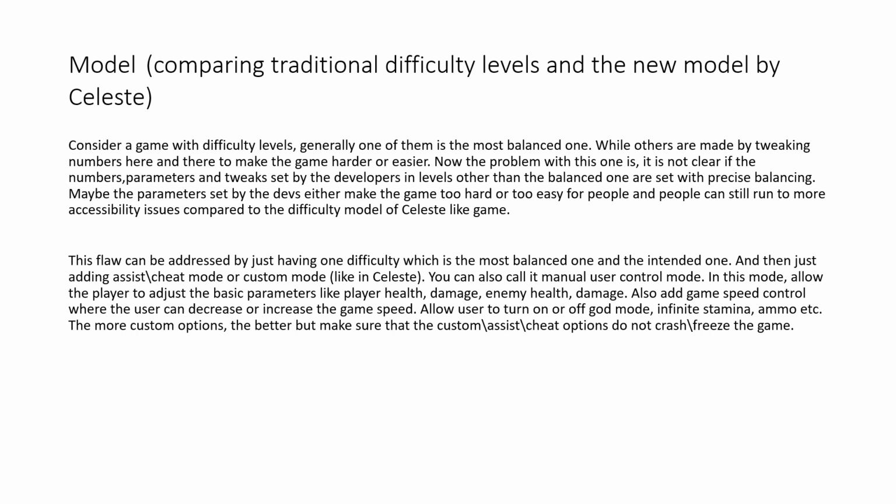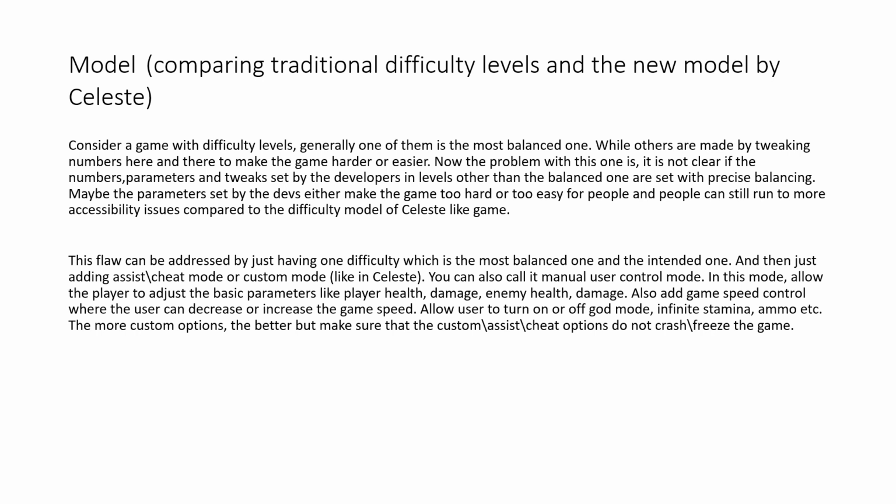Let's talk about the model that I think is pretty good. Consider a game with difficulty levels. Generally one of them is the most balanced one, while the others are made by tweaking numbers here and there to make the game harder or easier. Now the problem with this is it is not clear if the numbers, parameters and tweaks set by the developers in levels other than the balanced one are set with precise balancing. Maybe the parameters set by the devs make the game too hard or too easy for people, and people can still run into more accessibility issues compared to the difficulty model of a Celeste-like game.